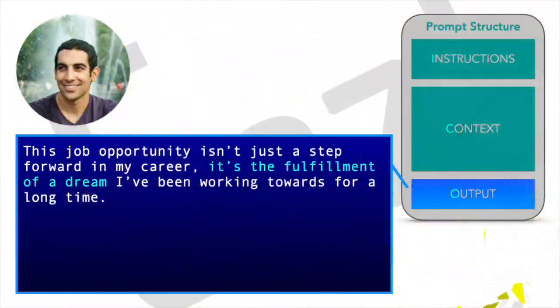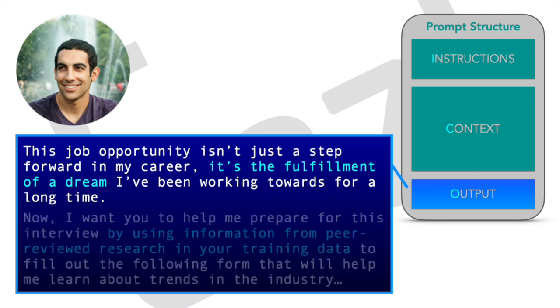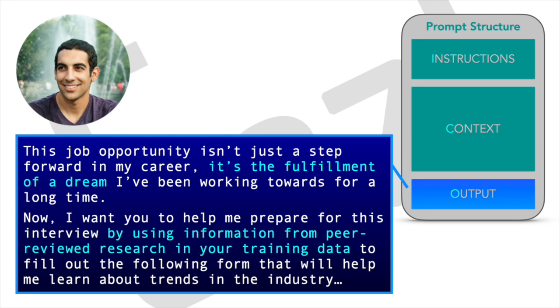Here's an example. Sanjay may upgrade the prompt he was working on with, "Now, I want you to help me prepare for this interview by using information from peer-reviewed research in your training data to fill out the following form that will help me learn about trends in the industry." "According to" basically tells the AI where to look for answers.